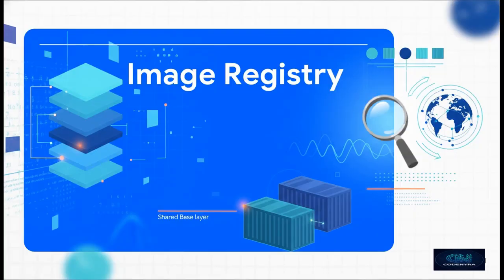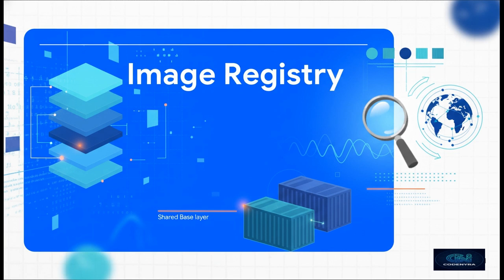To move these images around, we use image registries. Just to clarify the terminology really quick, a registry is the actual hosting service, like the public Docker Hub, which serves billions of pulls, or a private on-premise server. A repository is the specific library within that registry, like Ubuntu or Node.